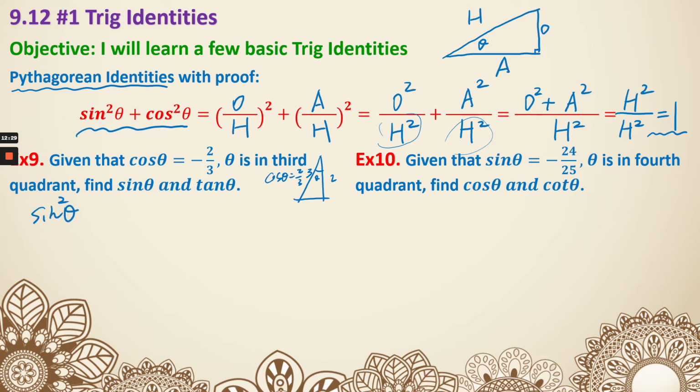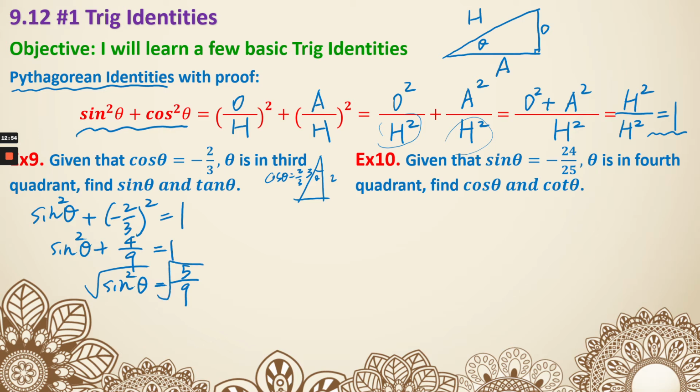Sine theta squared plus cosine theta squared, cosine is negative 2/3, that's being squared, and equals 1. Keep going, sine theta squared, negative 2/3 squared is 4 over 9, equals 1. Then I'm going to subtract 4 over 9 on both sides. So I got sine theta squared equals 5 over 9. In order to get rid of the square, I'm going to square root both sides. And you can square root the top and the bottom, where the square root of 9 is a 3. However, something you need to be careful with is we do have plus minus when we square root.